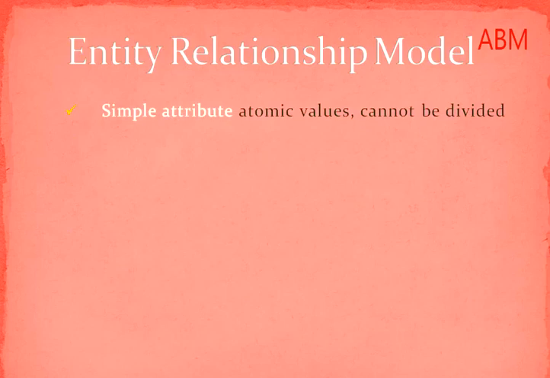There are different types of attributes, and among them one is the simple attribute. Atomic values cannot be divided. So any attribute whose value is atomic, whose value is simple, and which cannot be divided further is called a simple attribute. For example, the registration number, it is also a primary key, but it is also a simple attribute which cannot be divided further. And if there is any age, then we can't divide the age further, okay?